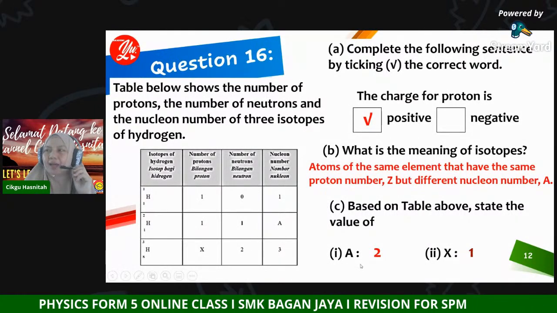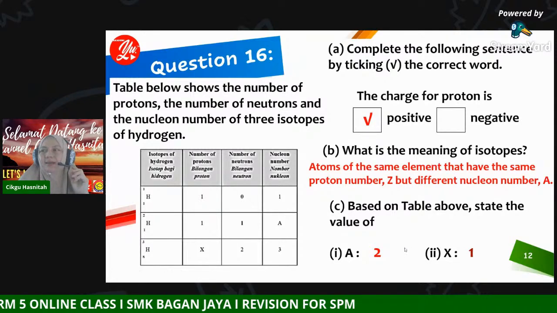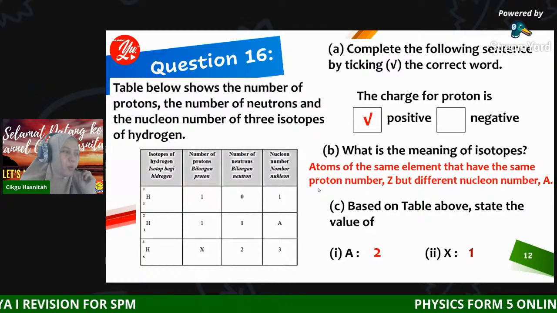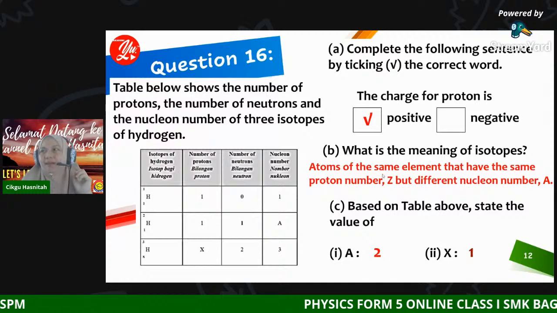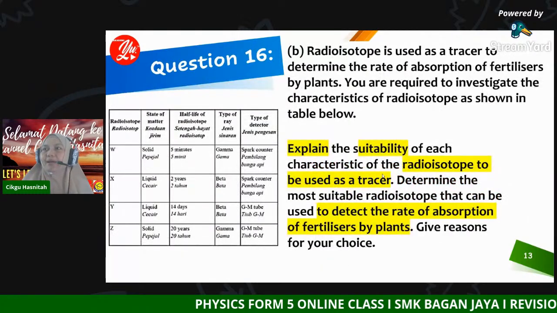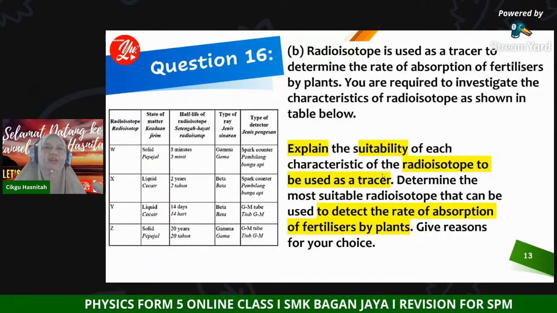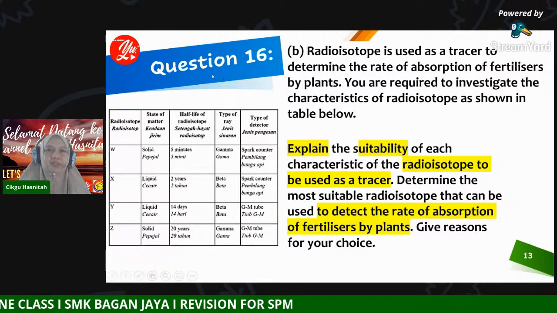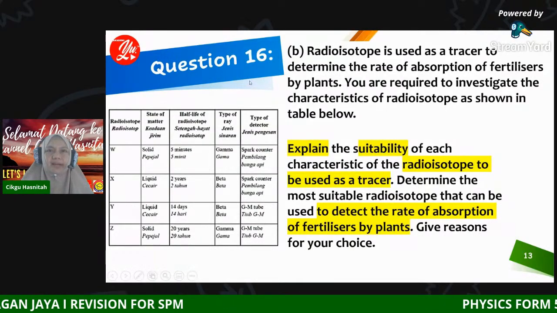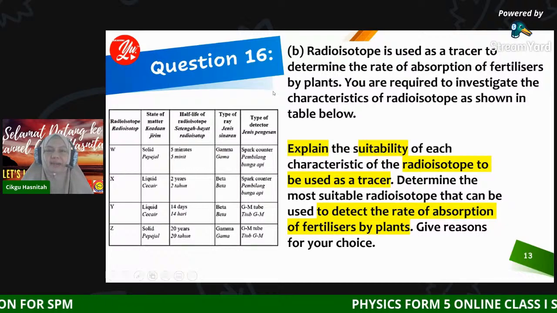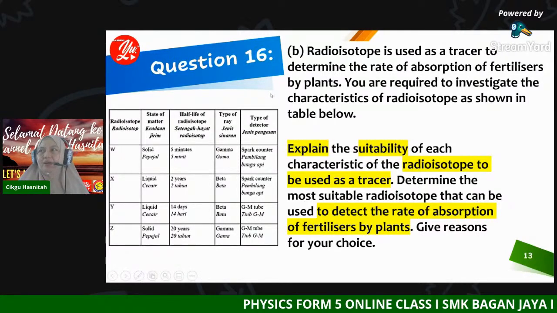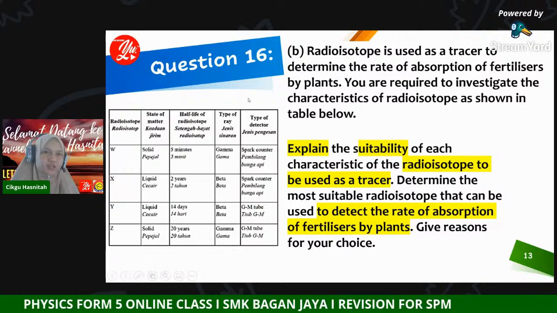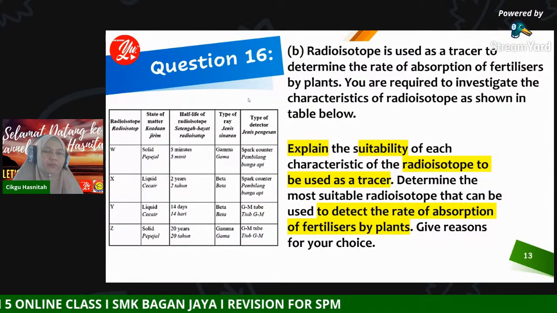So you have to look carefully. Where is A? Where is X? So the answer: A is 2 and X is 1. Alright? Okay. So now let's go to B, a long essay question. Radioisotopes are used as a tracer to determine the rate of absorption of fertilizer by plants. You are required to investigate the characteristics of radioisotopes as shown in the table below.